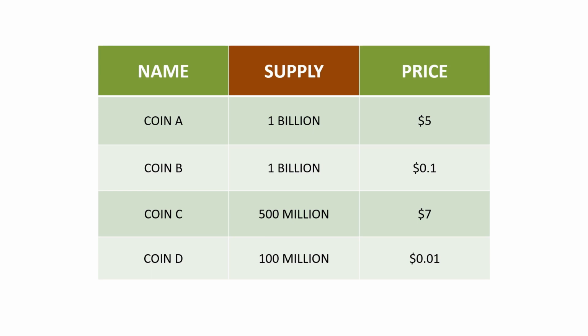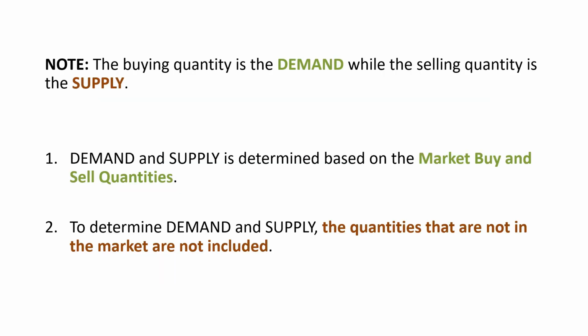But before we continue, here is the key point you should take note of. The buying quantity is the demand, while the selling quantity is the supply. 1. Demand and supply is calculated based on the market buy and sell quantities. 2. To determine demand and supply, the quantities that are not in the market are not included.